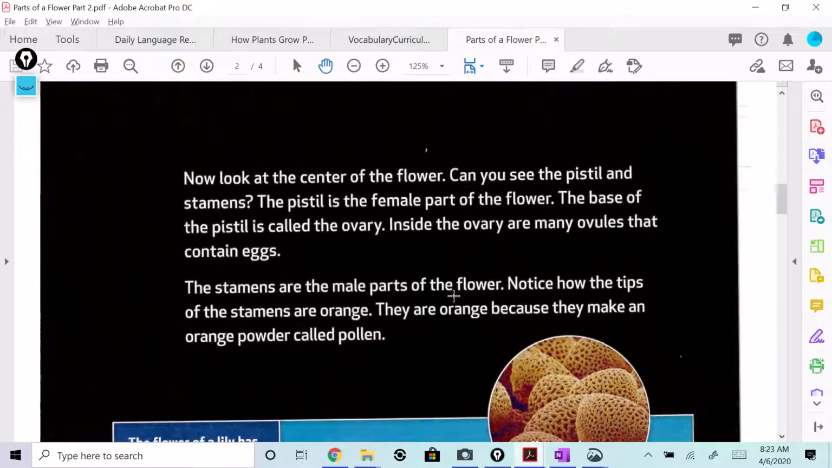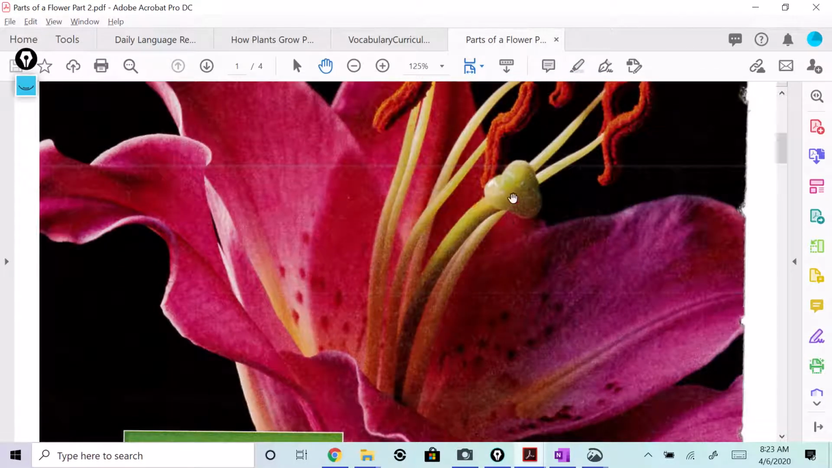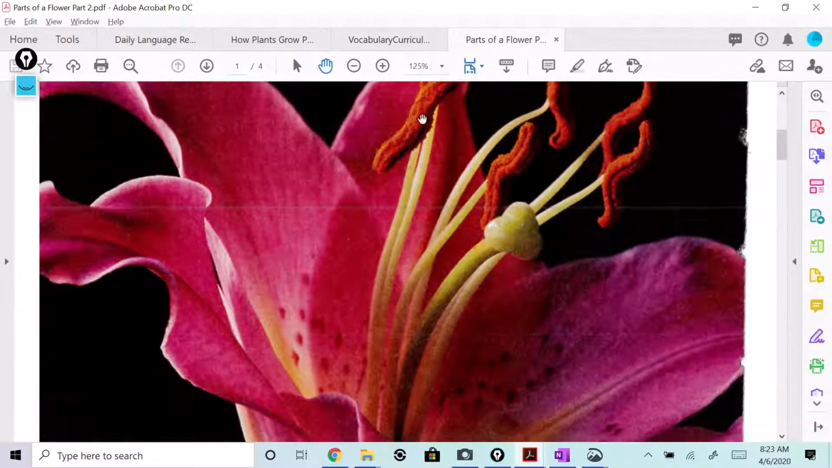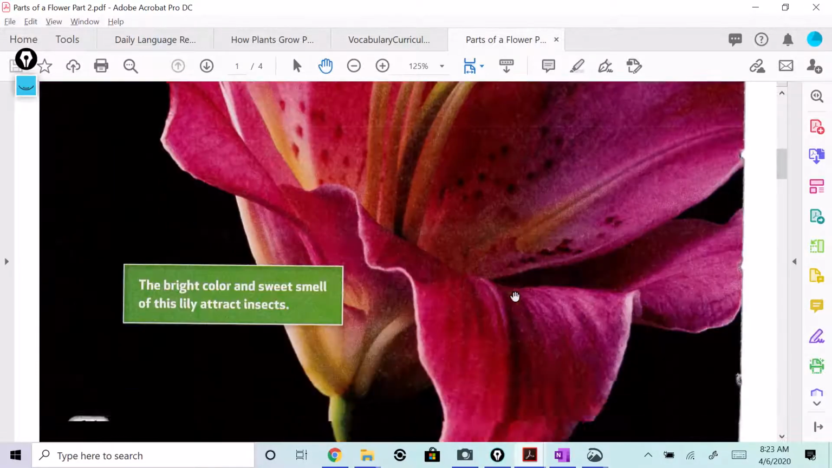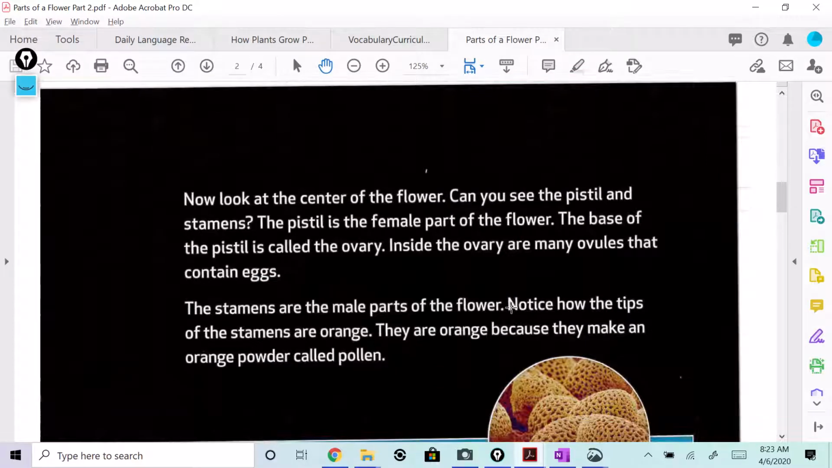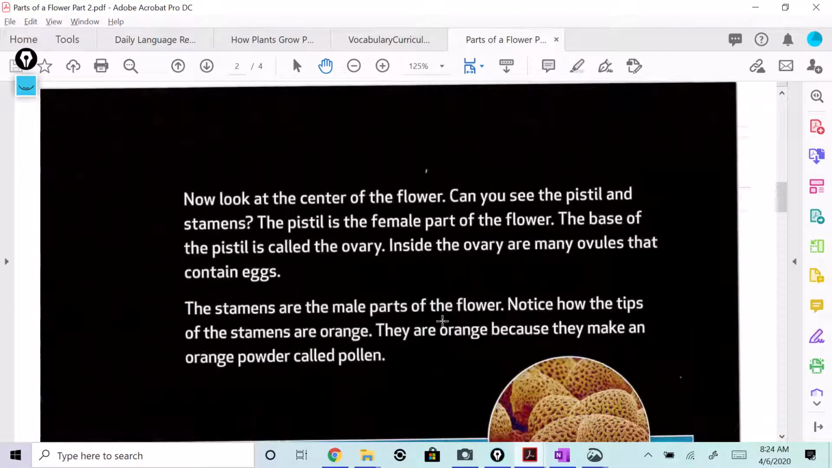Now look at the center of the flower. Can you see the pistil? That's going to be this right here. That's the center, that's the pistil. These are the stamen up here. Stamen, pistil right there. Can you see the pistil and the stamens? The pistil is the female part of the flower. The base of the pistil is called the ovary. Inside the ovary are many ovules that contain eggs.